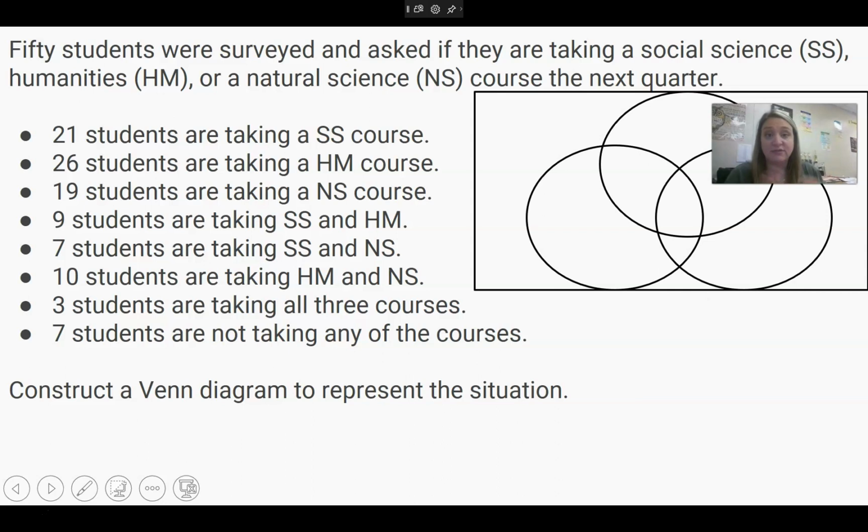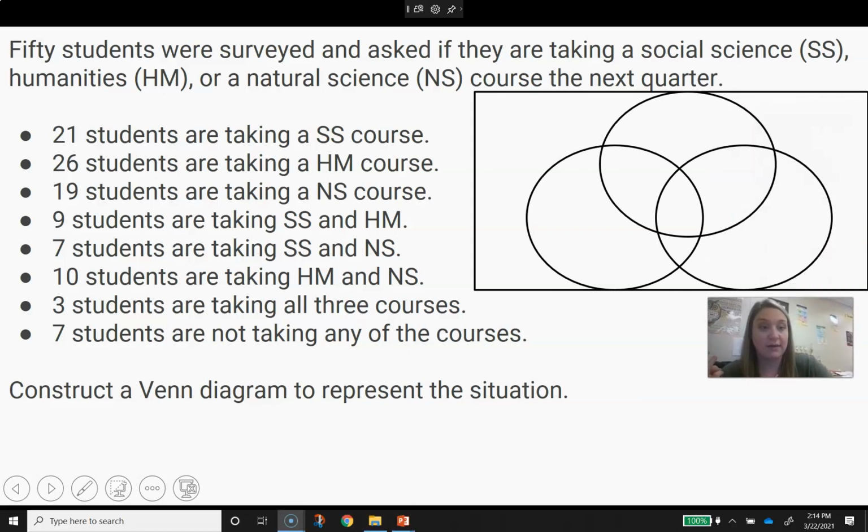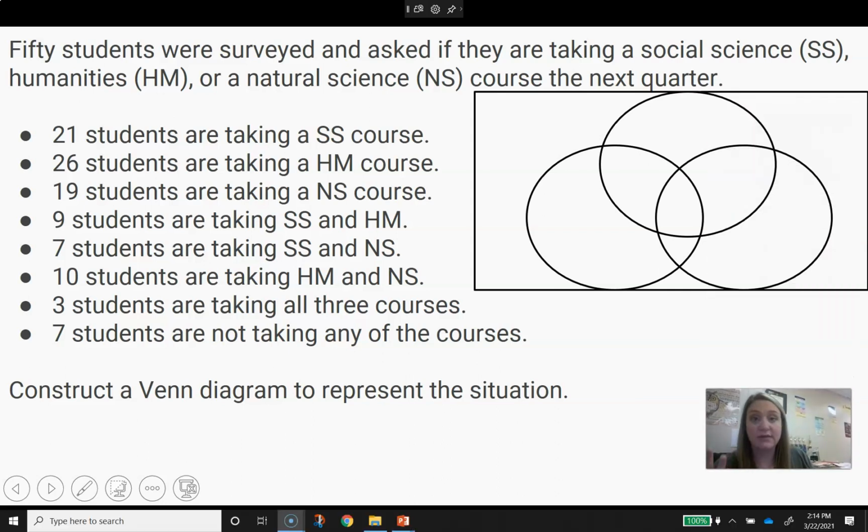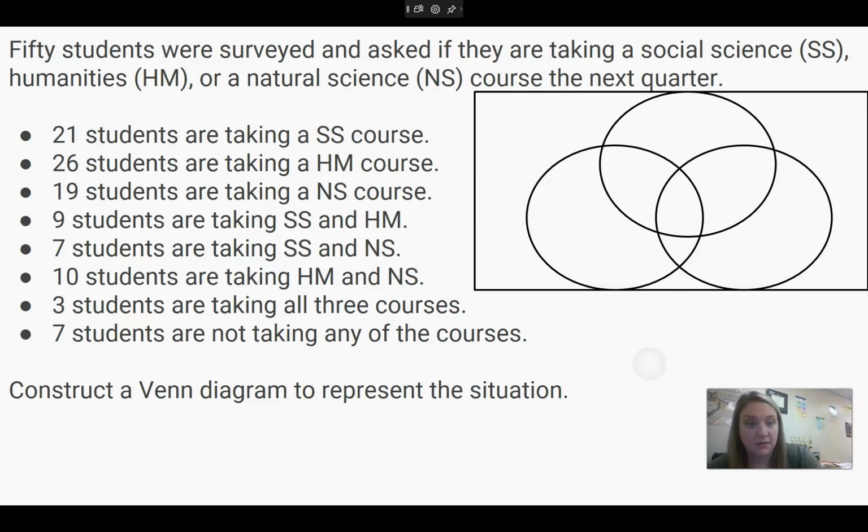So we got 3 courses, right? So we're going to need 3 circles. Okay, let's label them: social science, humanities, natural science. If you labeled the circles differently, it is okay. It doesn't matter what you label, but you gotta label them.